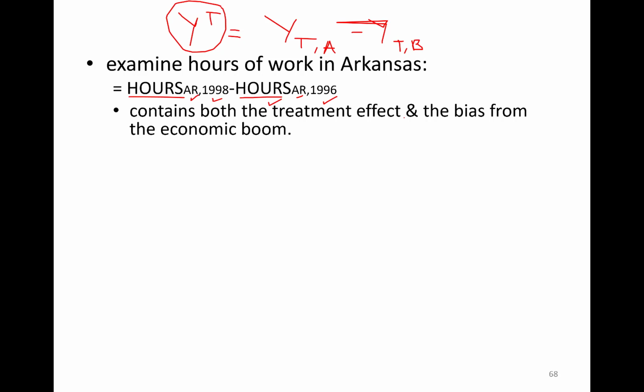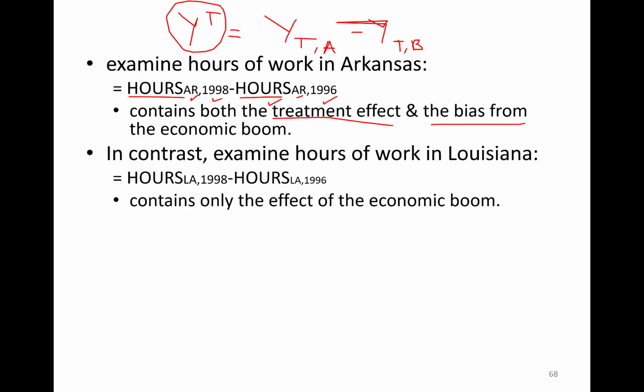This contains both the treatment effect and the bias from the economic boom. So after, before, you can put different time periods. So we have the treatment effect of the benefit cut and bias from any economic boom or bust that is happening potentially in that period. We then examine hours of work in Louisiana. Okay, so outcome again, we're looking at the outcome hours of work. This is your control group result.